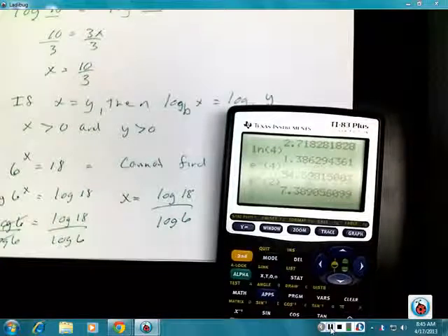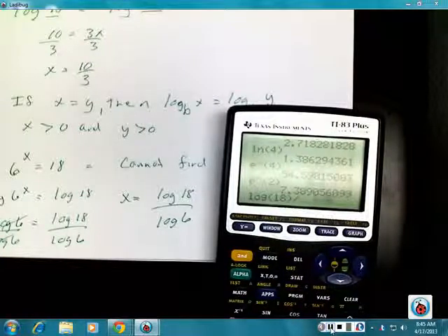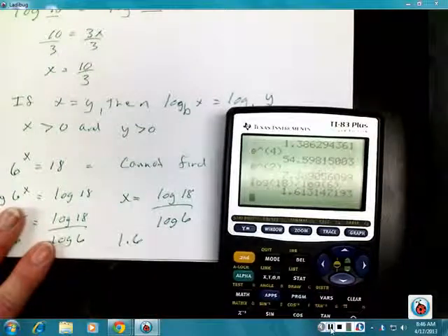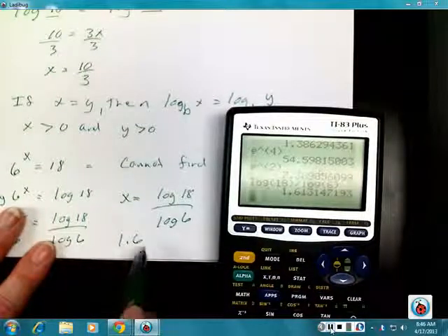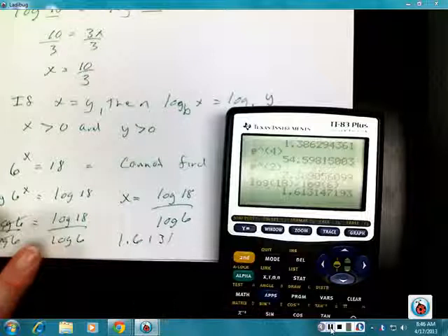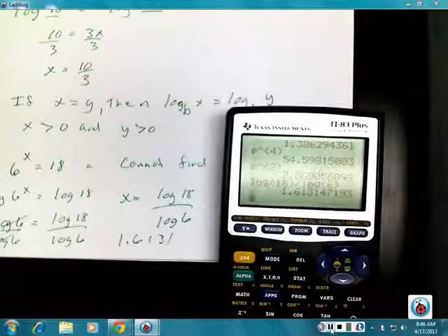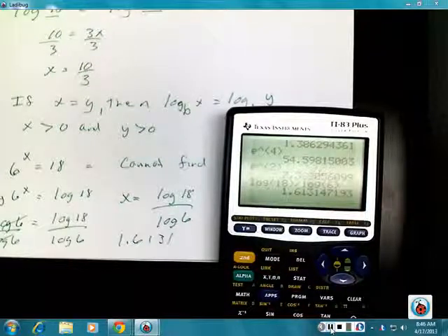We are going to calculate out what that would equal. So basically, I need to do log 18 in parentheses divided by log 6, and end up with an answer of 1.6131. And so that becomes my answer. So I can end up solving these if my bases do not match by putting logs in there and coming up with what their values happen to be.